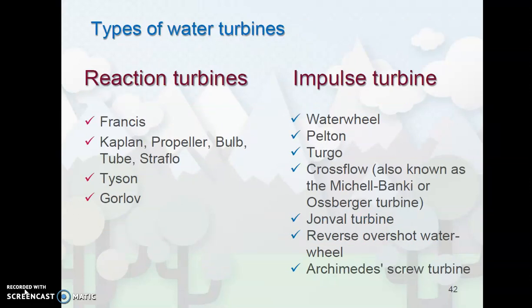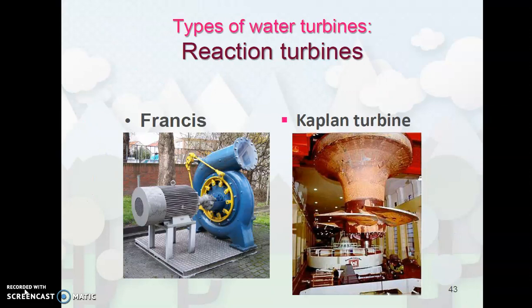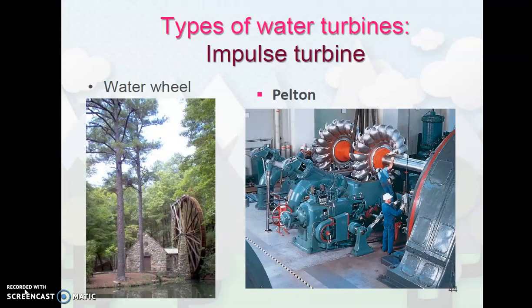Types of water turbine. There are two types: reaction turbine and impulse turbine. This is a reaction turbine: Francis and Kaplan turbines. This is an impulse turbine: water wheel and Pelton. Okay, that's all.